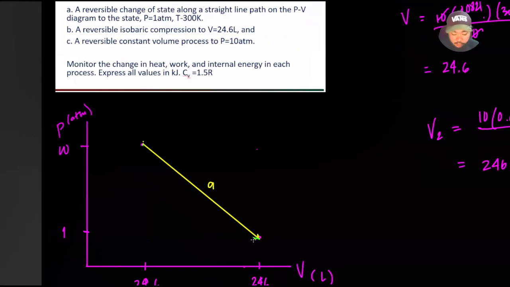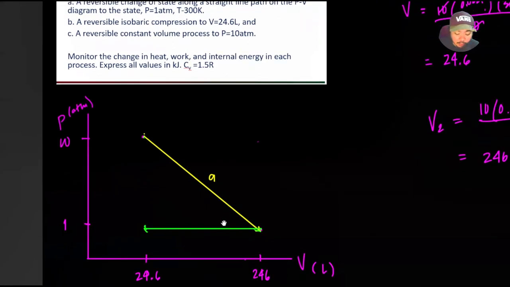Okay, so ito, if we move to the right, to the left, I mean, then we reach itong 24.6, no? Which is conveniently siya din yung state 1. Okay? So this is the next na process. So let's call this B. Nandito siya. So since isobaric siya, then it's just a horizontal line, no? So wala kang movement sa pressure line. So walang change sa pressure line. Okay?